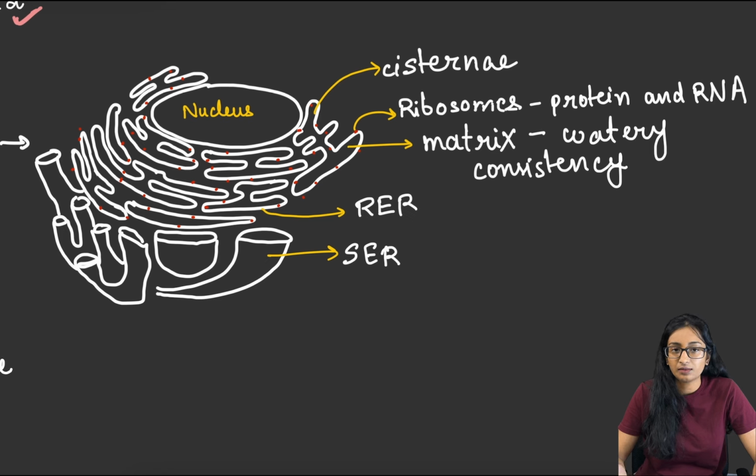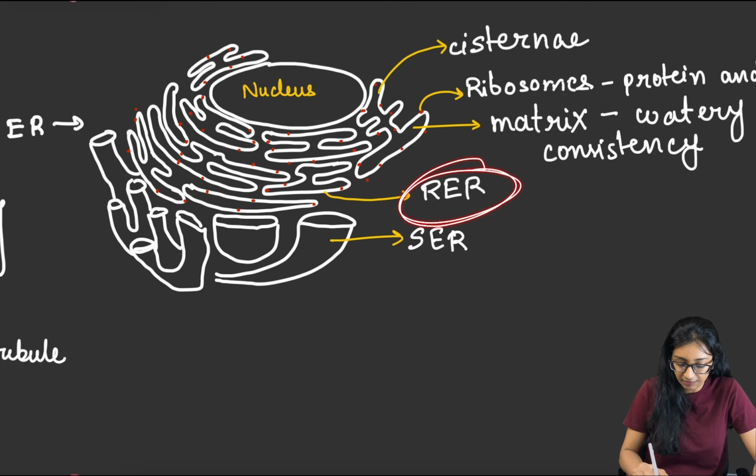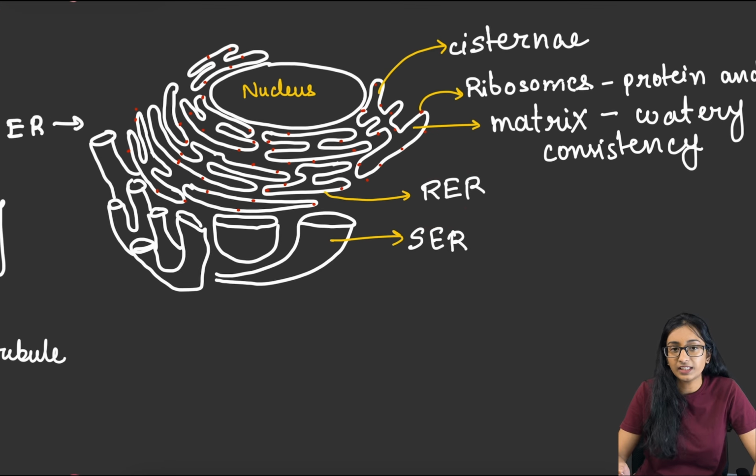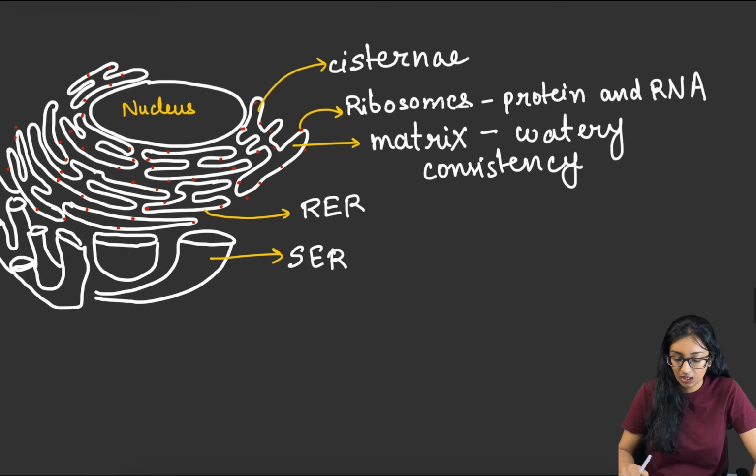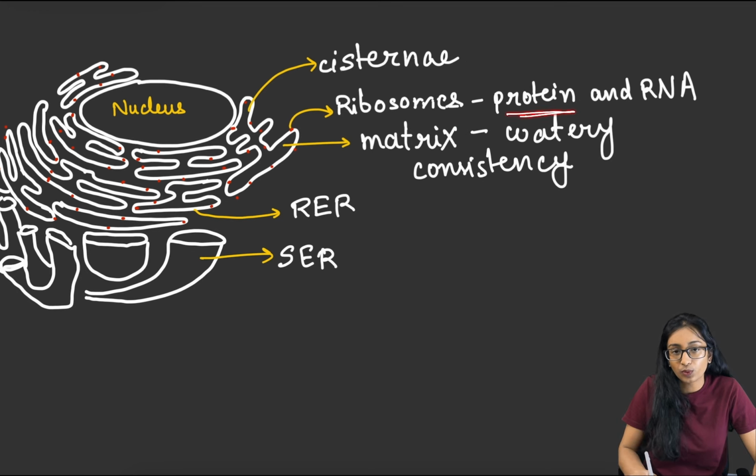Now, if minute particles or minute granules are present on them, which are called ribosomes, they will be termed as rough endoplasmic reticulum. Here we have the rough endoplasmic reticulum, and if these are not present, these will be termed as smooth endoplasmic reticulum. The ribosomes are a mixture of protein and RNA. They help in the formation of new protein molecules.